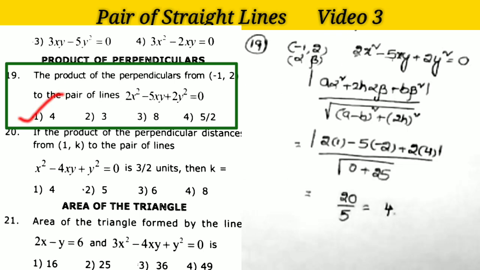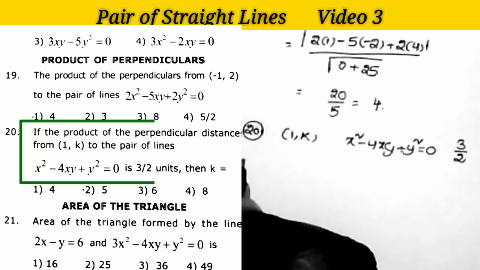Just simply replacing the values in the formula to get the answer. Answer is equal to first option. That's all. Next problem, sum number 20.